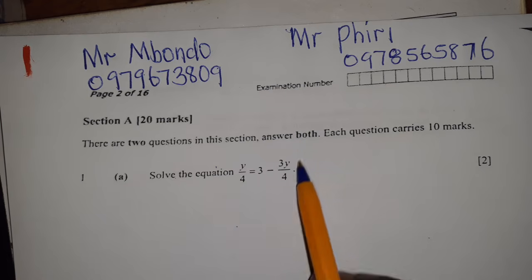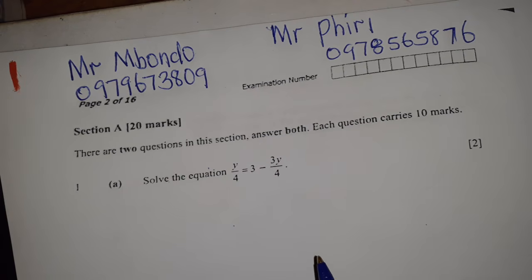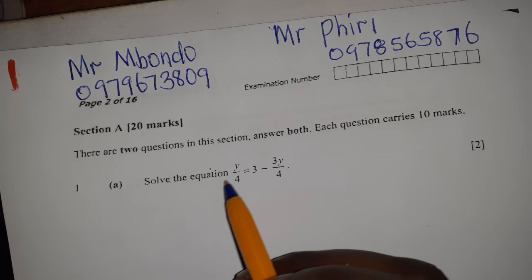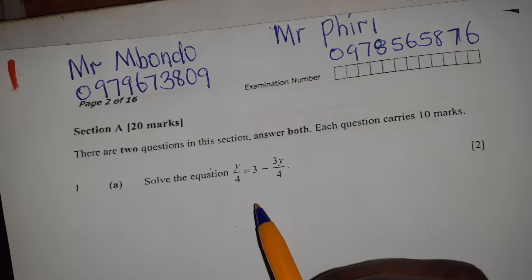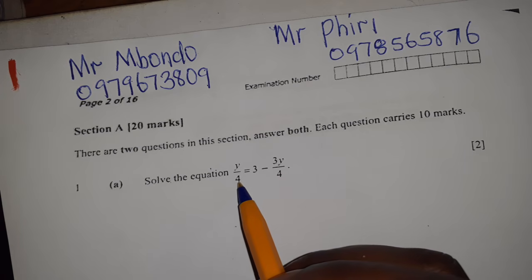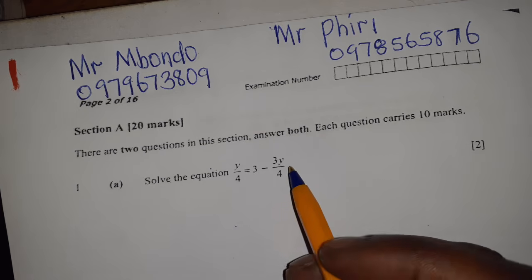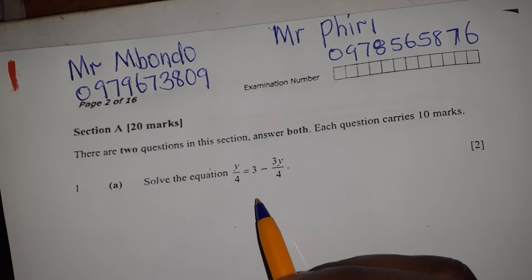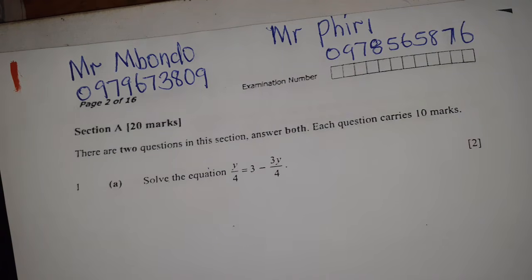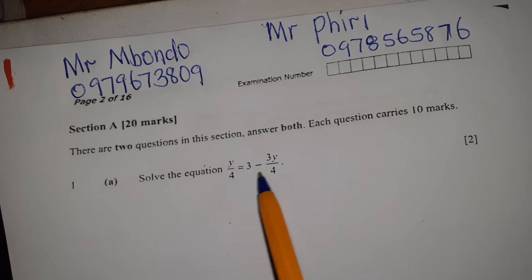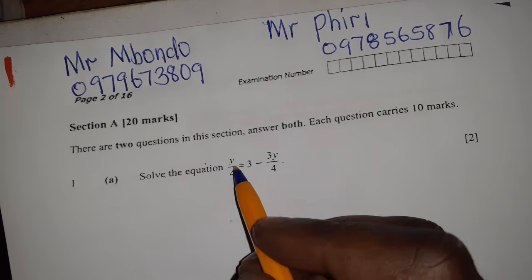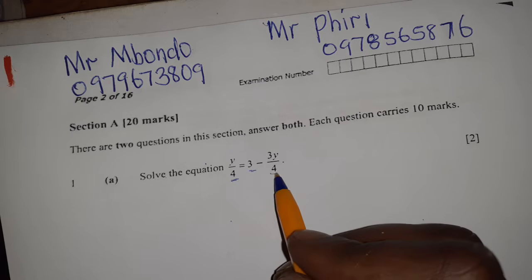How do we solve this question? The first thing that we're supposed to do here, it's very important that we get rid of the denominator part. So how do we do that? We need to find the lowest common multiple of 4 and 4, which is 4 itself. So you multiply each of these parts by 4.